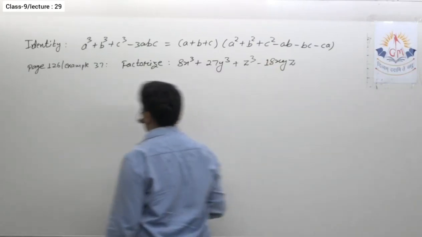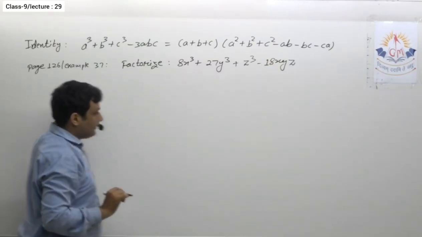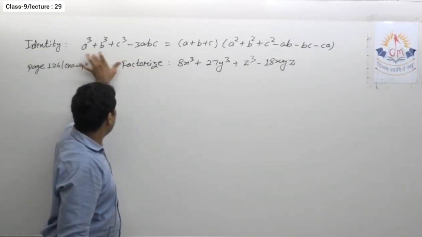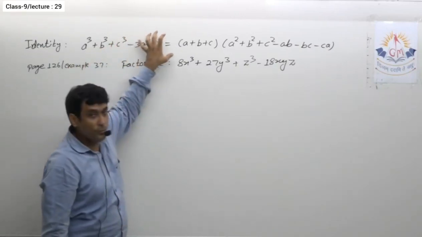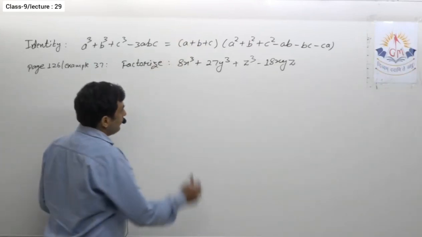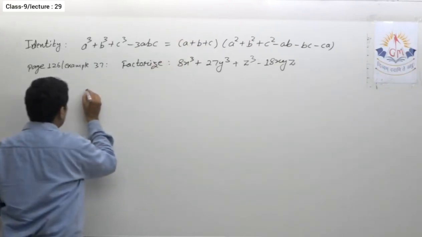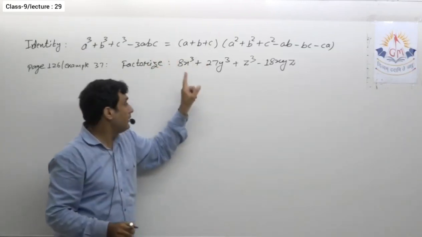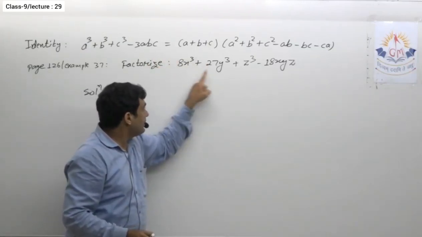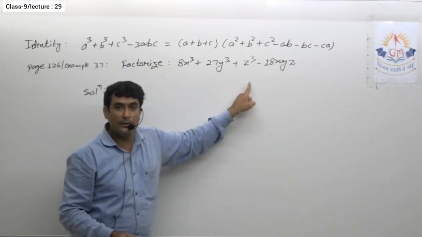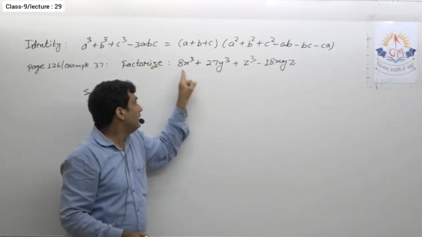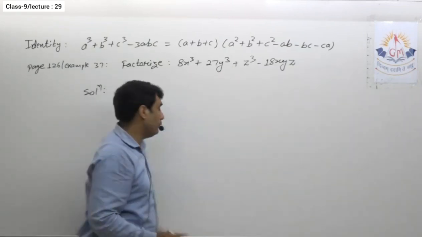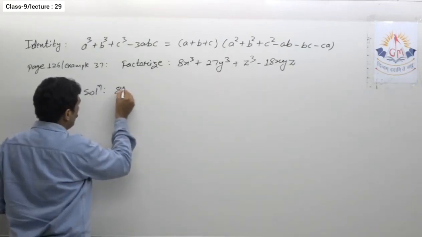Okay, now how to identify? When you get the question in your examination, definitely there won't be any hint given that you have to factorize using this identity or that identity. So the very first thing that gives me the idea that there might be an identity is that the first three terms are exactly cubes. This is 2x whole cube, this is 3y whole cube, and this is z whole cube. So I will start with that only.